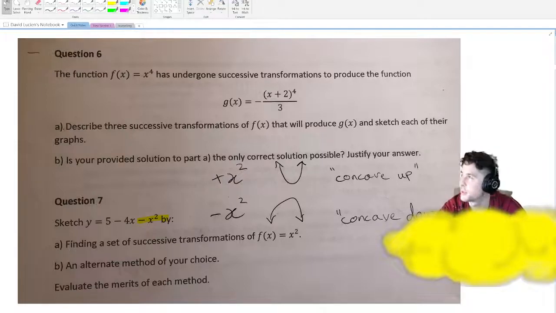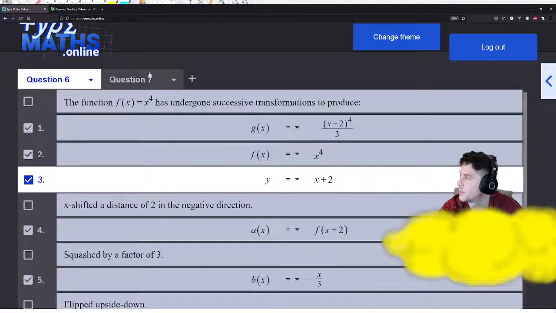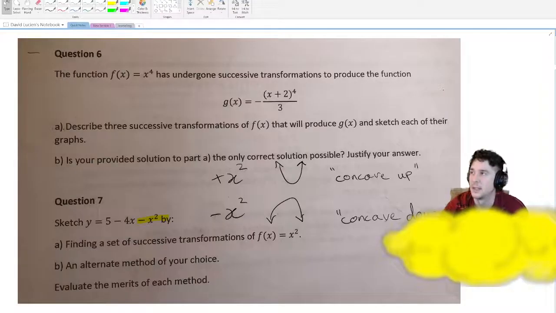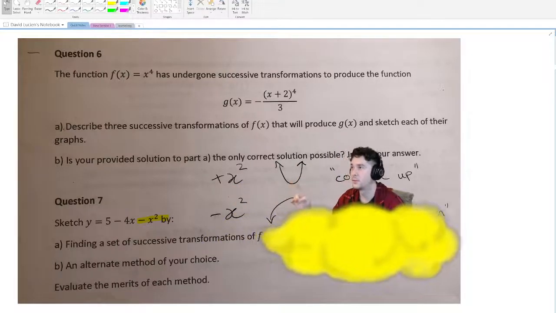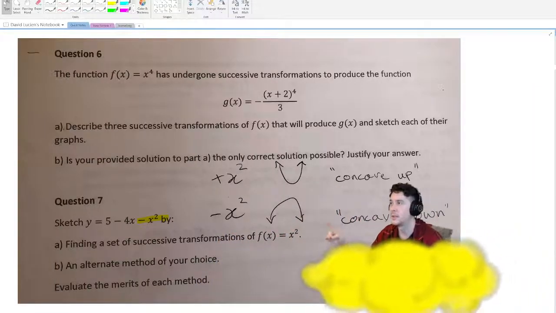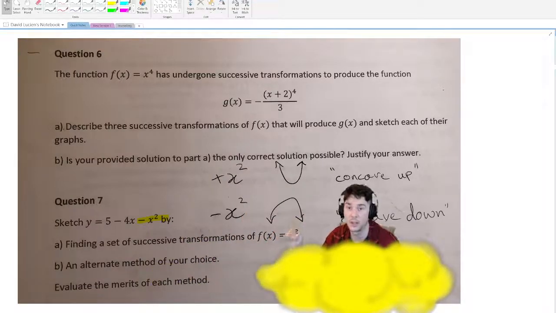Now let's go on to question 7. So question 7 is very similar, but this time we're working with a quadratic. Now, what you'll see that I've put in the notes here is that when we have a quadratic, if there's a positive x squared, that means it's concave up. And the way I remember this is positive emotions, you smile. This is a concave up shape. Negative emotions, you frown. That's a concave down shape, right? So in this case, we have a negative x squared, so we're going to have a frowny shaped parabola.